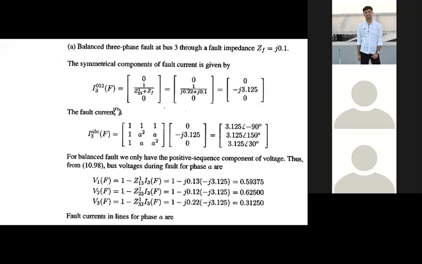Sir, one small question, sir. Yes. We are finding only the positive sequence fault current value. Yes. Yes. Because the fault is in. Why do we only find this value, sir? Why are the others zero?